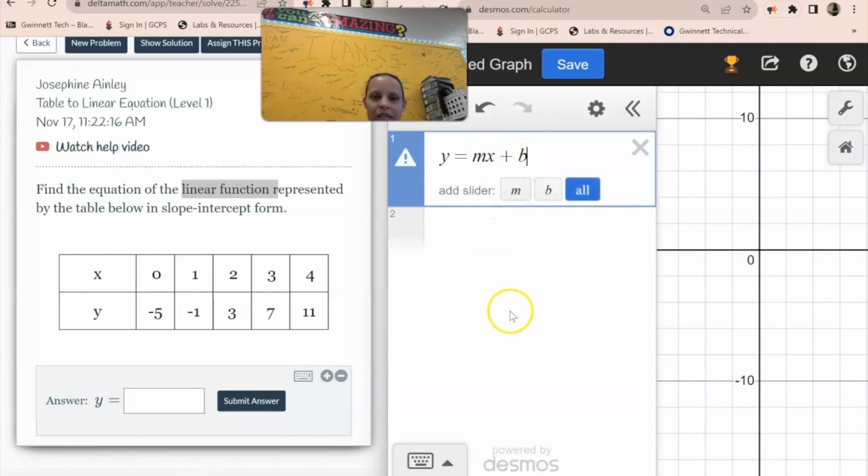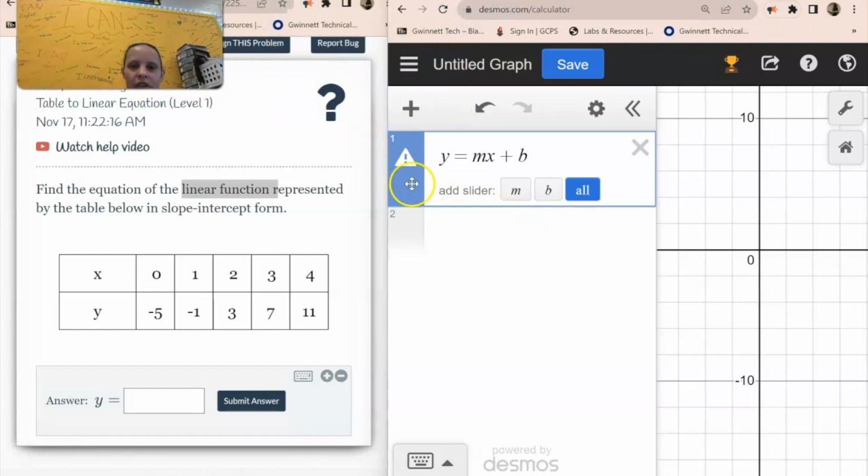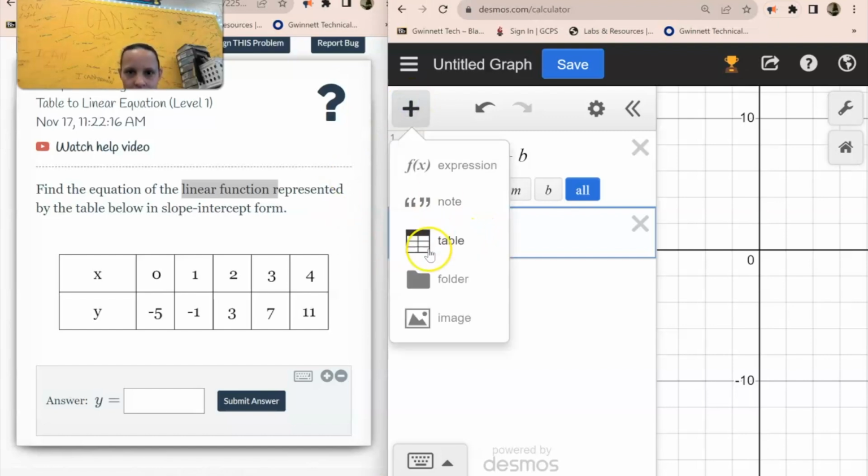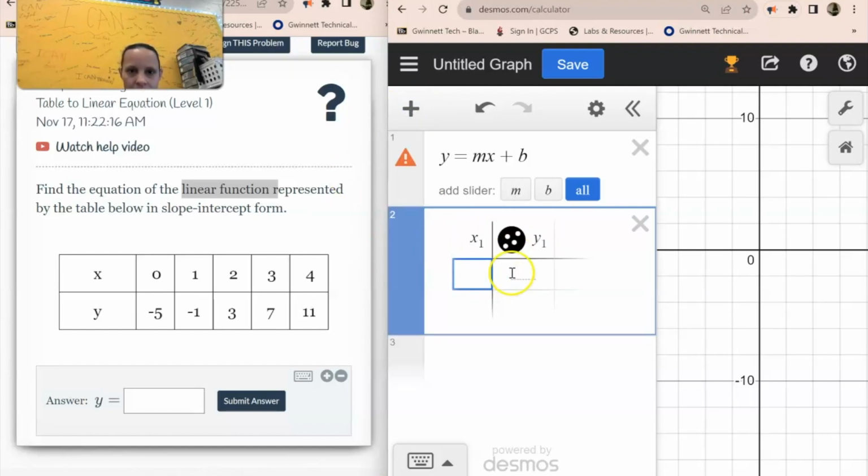This is what I need it to be, right? But they're giving me a table. So how do I figure that out? Well, you can put this table in this graphing calculator and then it'll figure it out for you. So I should have started with doing that, but let's do it now. Press the plus sign right here. Table. Now you see it's a table.